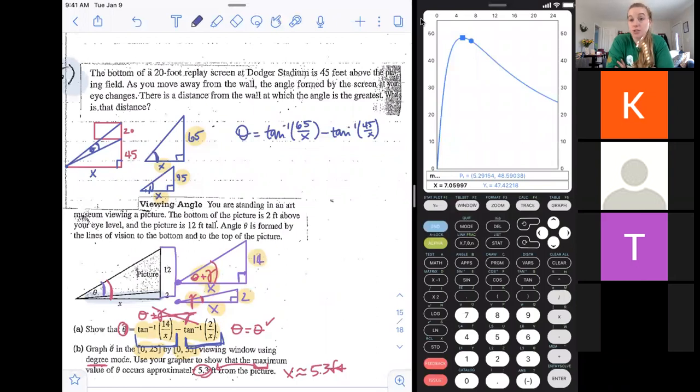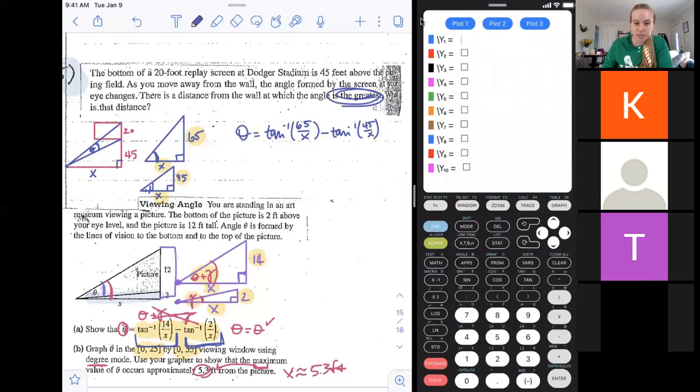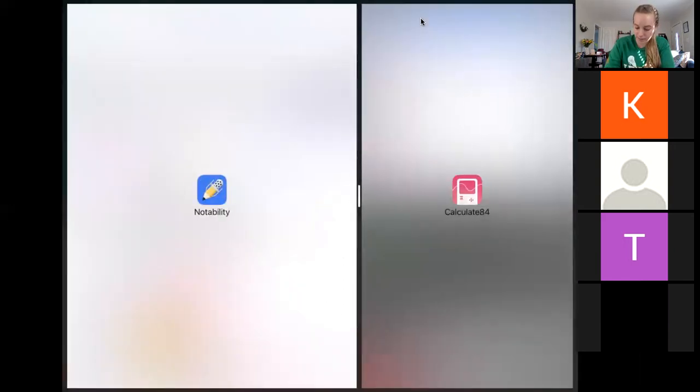Once I have this equation, just like the last problem, I'm going to plug this in for my y1. I'm going to change my window, and then I'm going to find the maximum, the distance from the wall at which the angle is the greatest. So I want to maximize what I have. Let's go into my y equals. We're going to clear that out. We're going to put inverse tan of 65 divided by x. Oh, not divided, minus inverse tan of 45 divided by x. I'll make this bigger again.